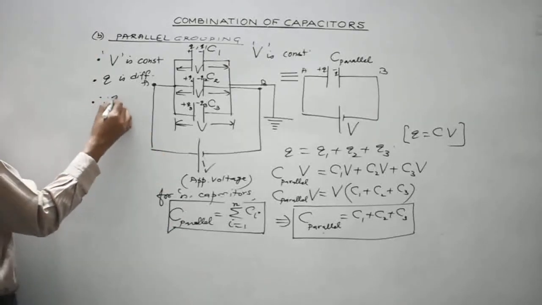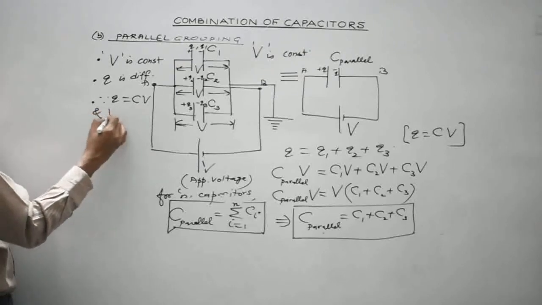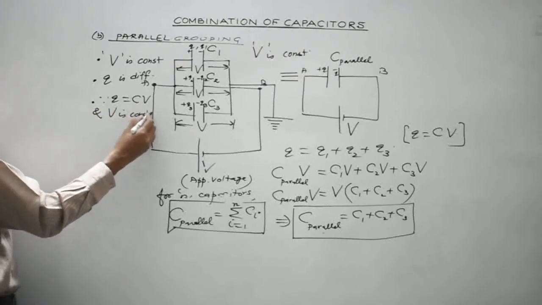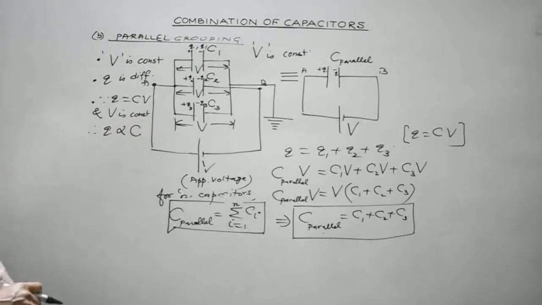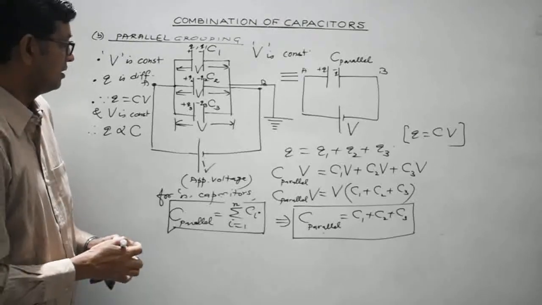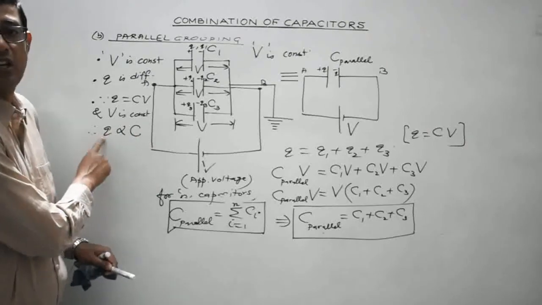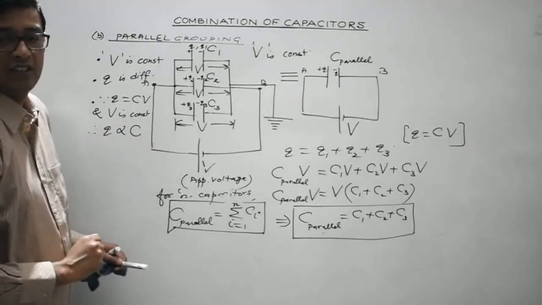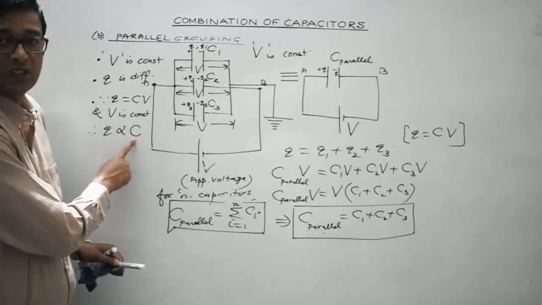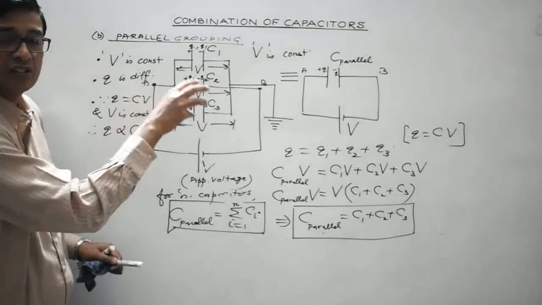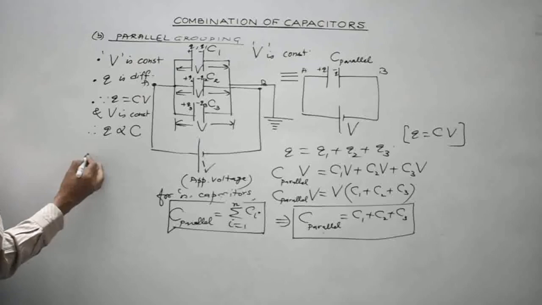Third, since Q equals CV and V is constant in the parallel grouping, therefore Q is directly proportional to C. What I mean to say is that the larger the value of capacitance of a capacitor, the more will be the charge stored in it. In the parallel grouping, the greater the capacitance of a capacitor, the greater will be the charge stored in it, and vice versa, right? Next one.